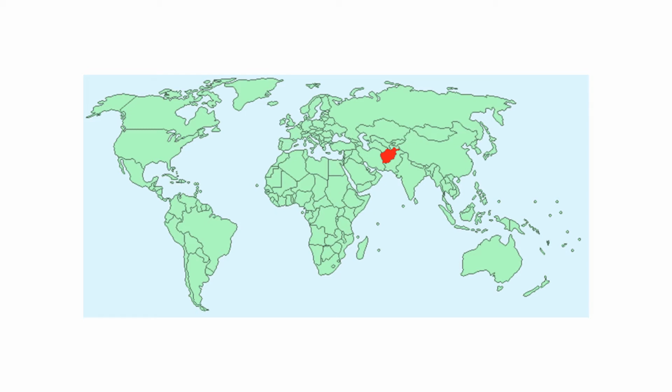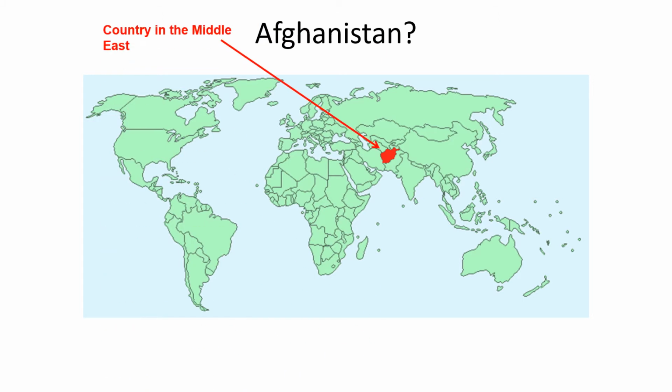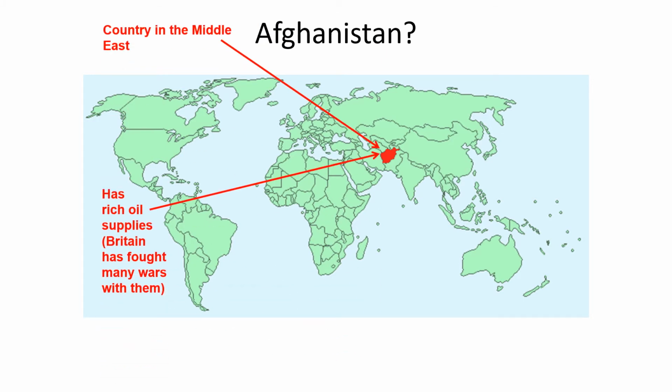Now, if you want to collect a copy of this map from your teacher, then you'll be able to add some information about Afghanistan around your map here. This is just to give you an introduction to what Afghanistan is like as a country. So here it is in red. Afghanistan is a country in the Middle East. It has rich oil supplies and Britain has fought many wars with them.